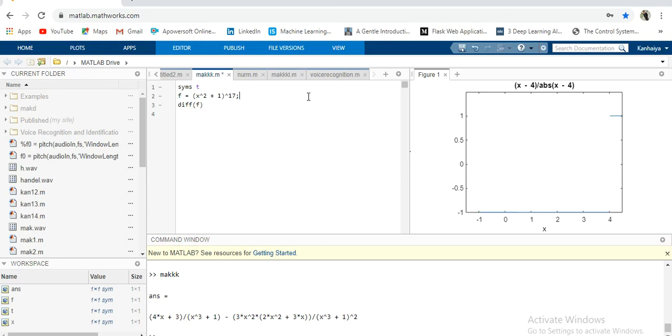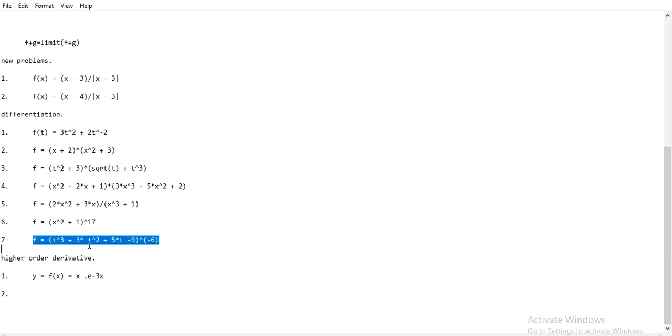This is a good problem. X square plus 1 to the power 17. If you solve it manually, it will take lots of time. Even if I solve it, it will take lots of time. Let's see for Matlab. Yeah, very simple. The power will come forward, 17, and 17 to the 34 and 2x plus 1. It's using another property, not the manual one. This is always simple. It is very easy. Now let's move to the next problem, the last problem.